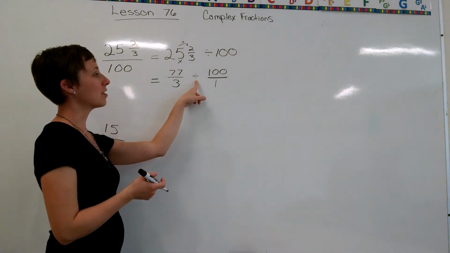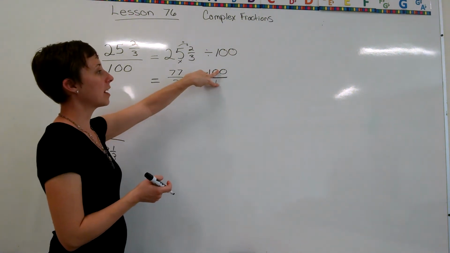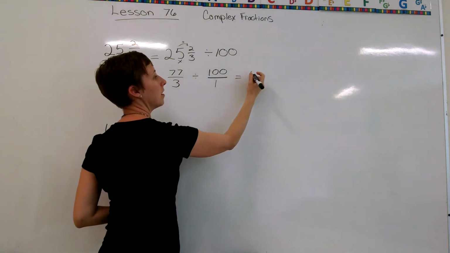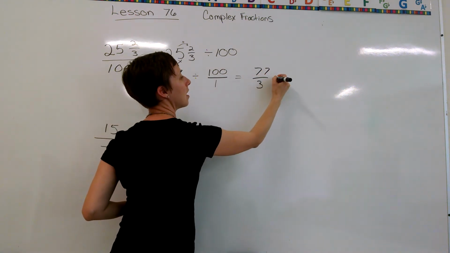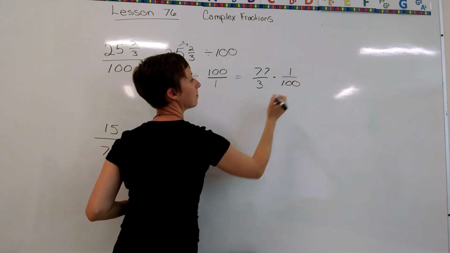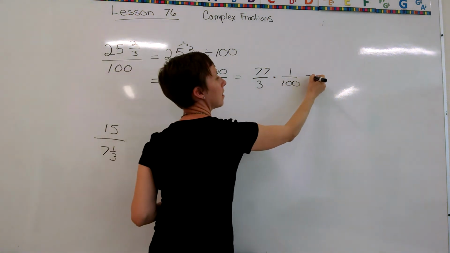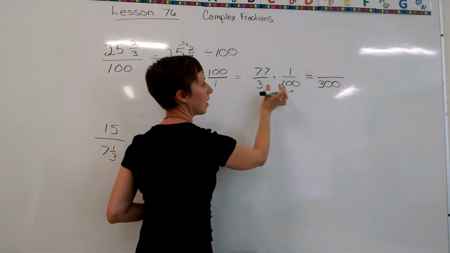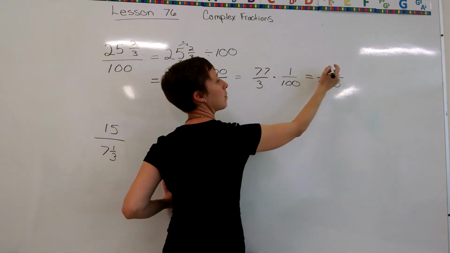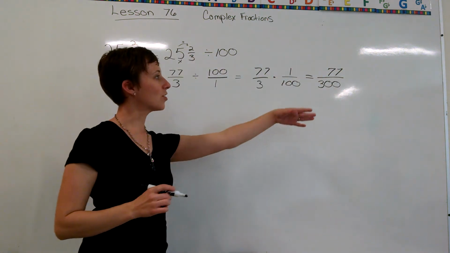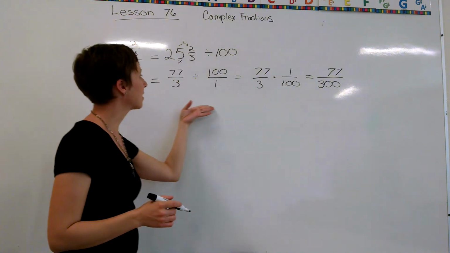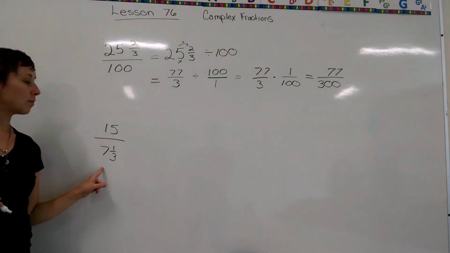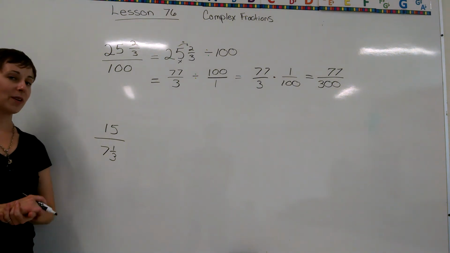When I have two fractions that are divided, I change it to multiplication and I take the reciprocal of the second number. 77 thirds divided by 100 over 1 is the same as 77 thirds times 1 over 100. Multiply your denominators. 3 times 100 is 300. Multiply your numerators. 77 times 1 is 77. And our final answer is 77 300ths. Perfect. Your turn. Write the following problem, please. Press pause, and I want you to try to complete the problem before you watch the rest of the video.